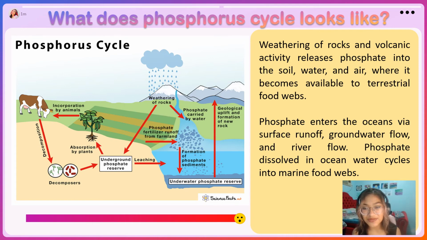Weathering of rocks and volcanic activity release phosphate into the soil, water, and air, where it becomes available to terrestrial food webs. Phosphate enters the ocean via surface runoff, groundwater flow, and river flow. Phosphate dissolved in ocean water cycles into marine food webs.